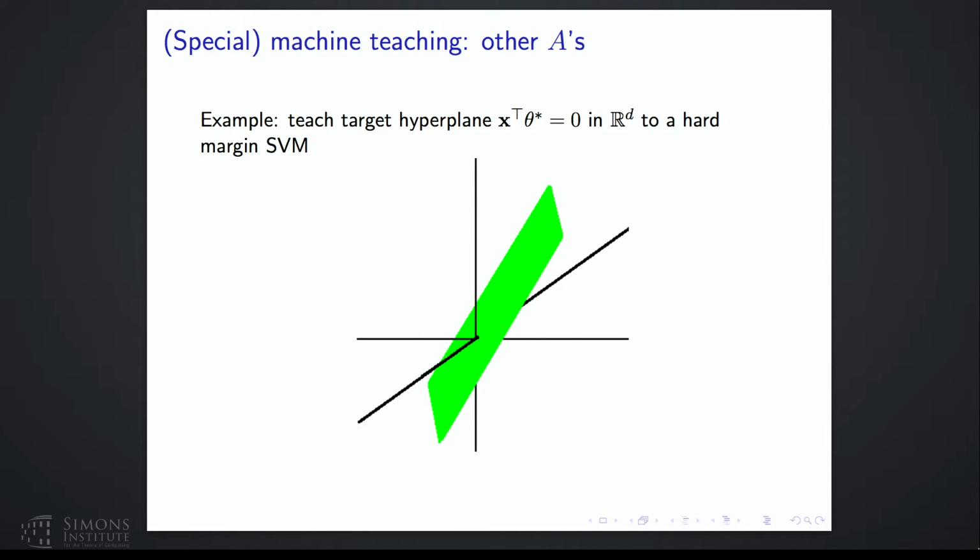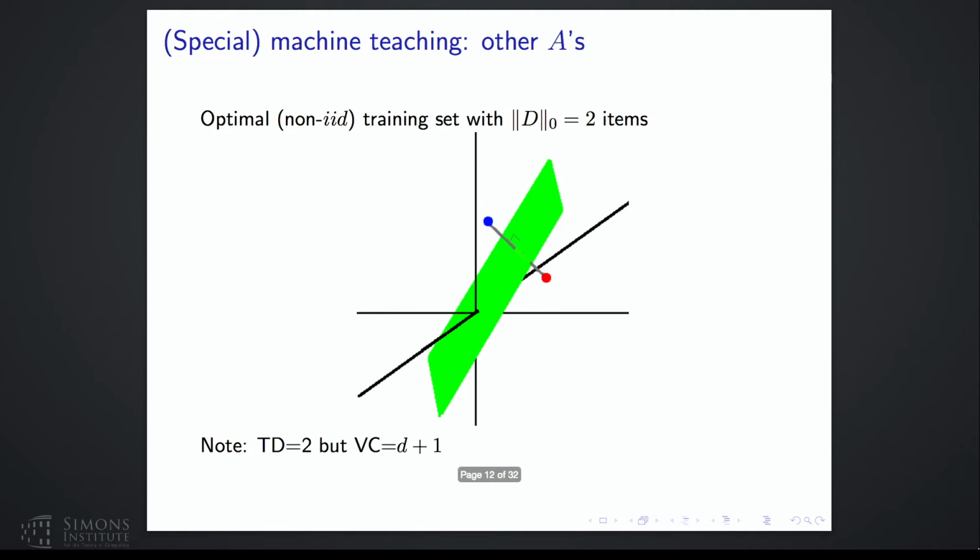If you think about it, you can certainly do it with a lot of examples by forcing the examples to line up with the hyperplane. You can probably do it with two examples. The trick is you place the two examples so that the line between them bisects and is perpendicular to your target hyperplane.